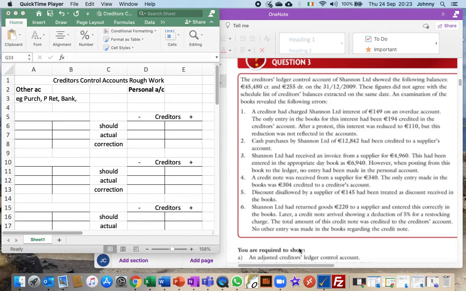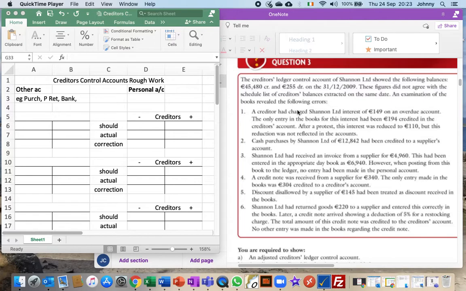So this is trying to do the rough work for question 3 in the control accounts. I know I've already done this in class with most of you, but I wanted to do it again reasonably quickly so you can pause as you go through it and see if you understand the logic of what I'm trying to do.